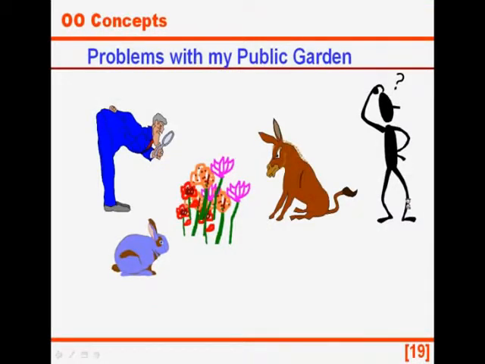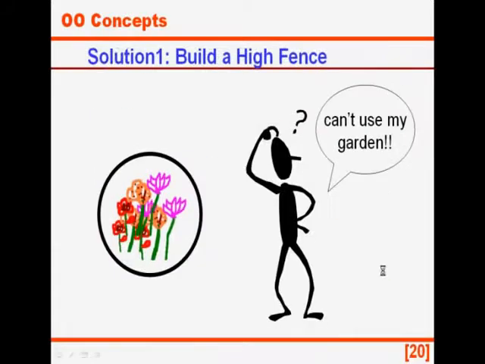Now, suppose I got a garden. Let's talk about other issues. I got a garden in which I'm growing different kinds of flowers. The garden is public. Now that creates a problem. It faces a threat from people, from donkeys and from rabbits, which might attack the garden in different ways. We got a problem. How do we solve it?